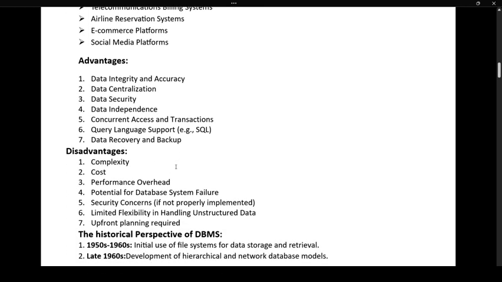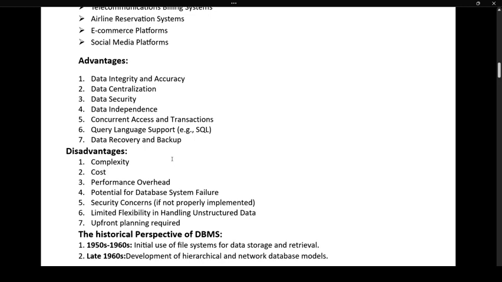Coming to the advantages and disadvantages of database management system, the first advantage is integrity and accuracy, which means rules and constraints that ensure the accuracy and consistency of the data. For example, I transfer data to my friend, and my friend transfers that data to another friend. Even when the data goes through many persons, it still needs to maintain consistency and accuracy; the data should not change. So it gives that advantage.